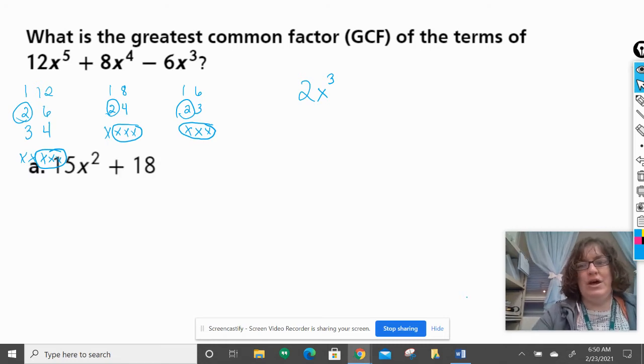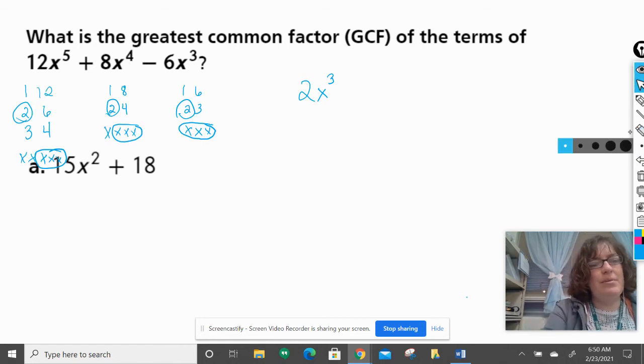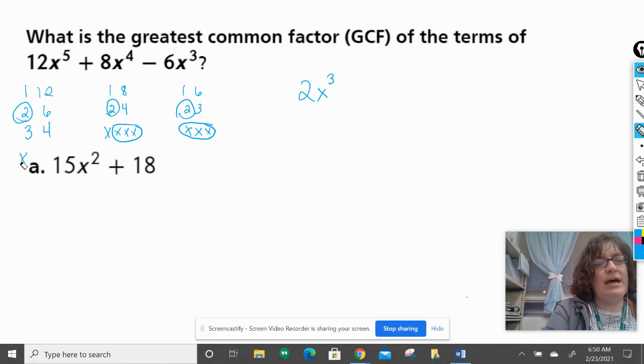Why don't you try this one on your own just to see where you're at. See if you can find the greatest common factor of 15x squared plus 18.